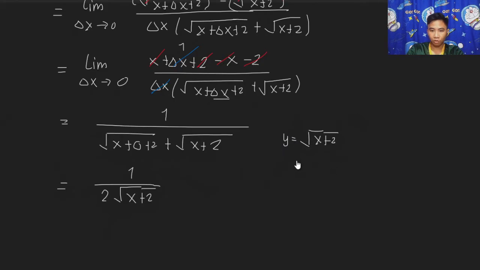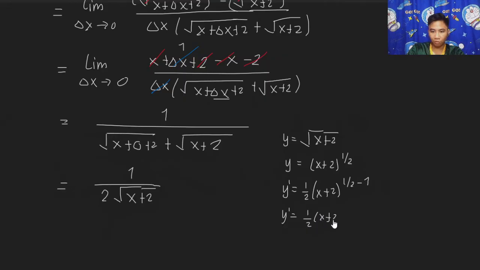Yan. So, this is equal to x plus 2 raised to 1/2. Just derivative, power rule, yung 1/2, ibababa lang natin. Then, x plus 2 raised to 1/2 minus 1. So, y prime is equal to 1/2 of x plus 2 raised to negative 1/2.